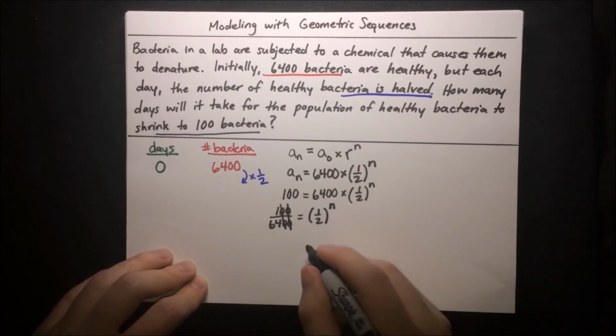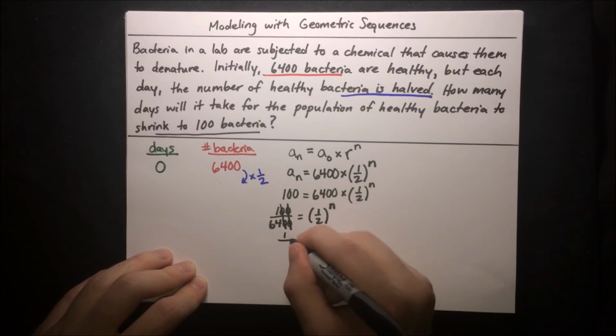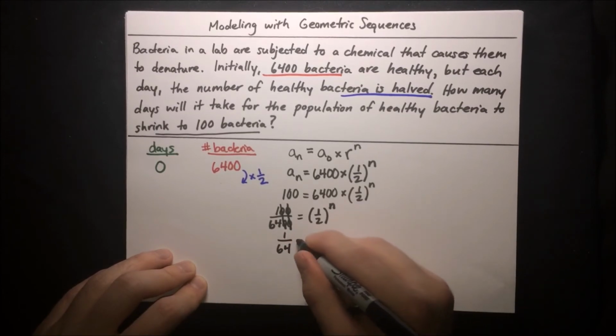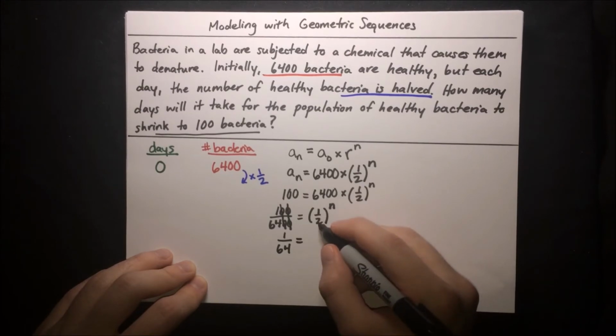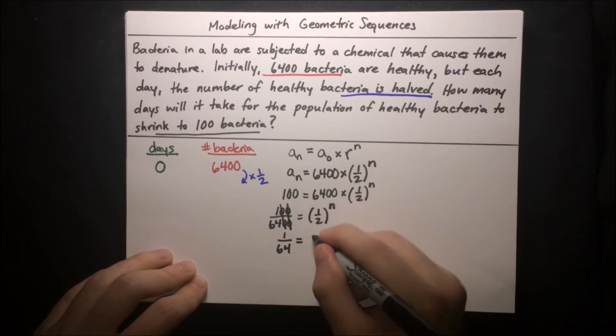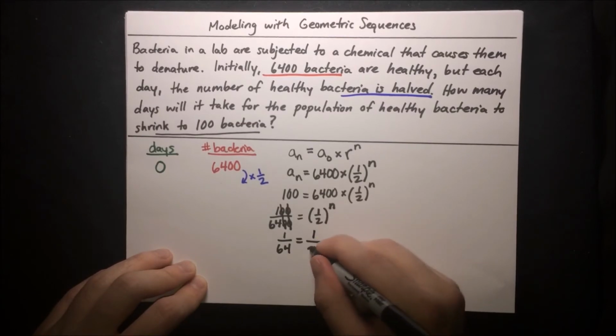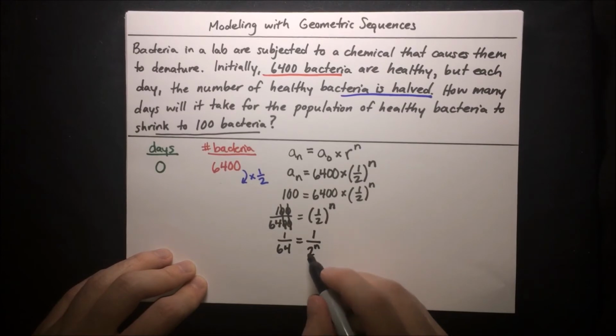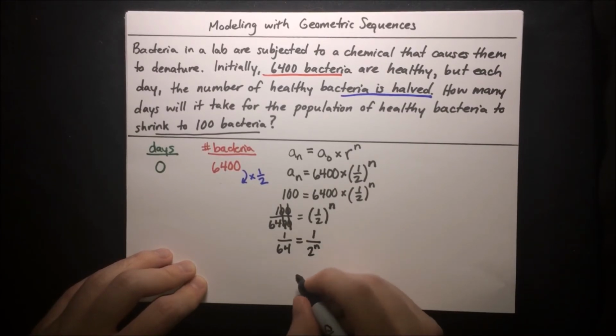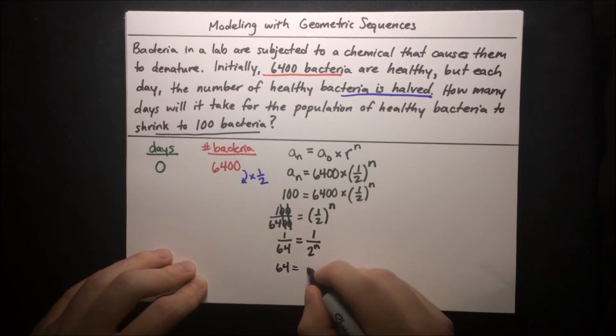Now let's express this a little bit differently. So this is 1 over 64 is equal to 1/2 to the n. Well, 1/2 to the n is the same as 1 to the n over 2 to the n. And 1 to the n is just 1. So we just have 1 over 2 to the n. Okay, so 1 over 64 equals 1 over 2 to the n. Well, that's just asking for what value does 64 equal 2 to the n? If the numerators are the same, then the denominators also have to be the same.